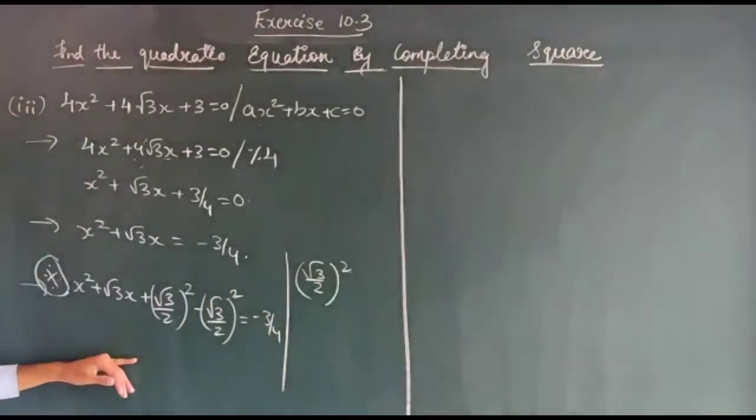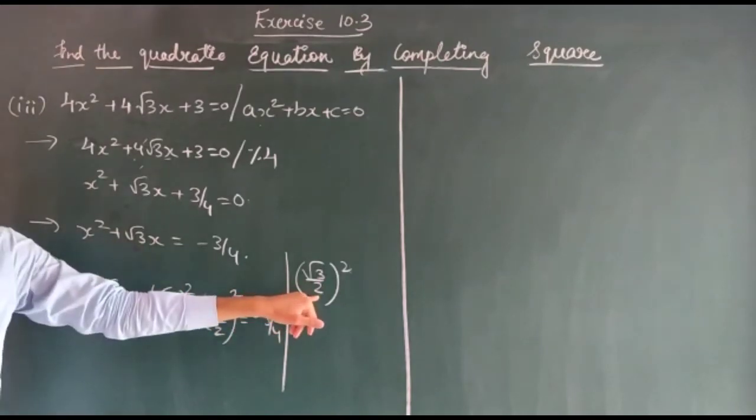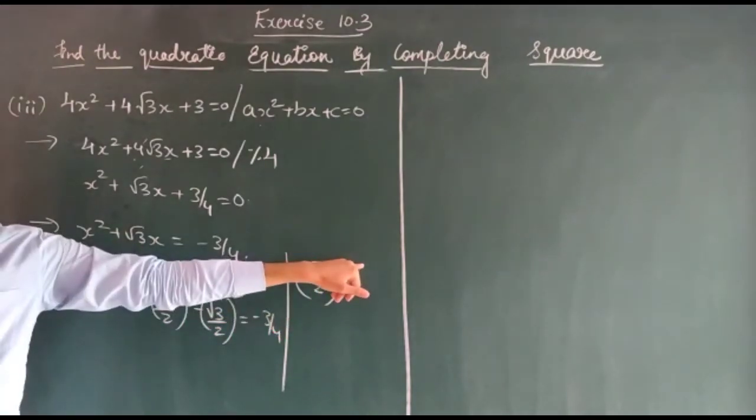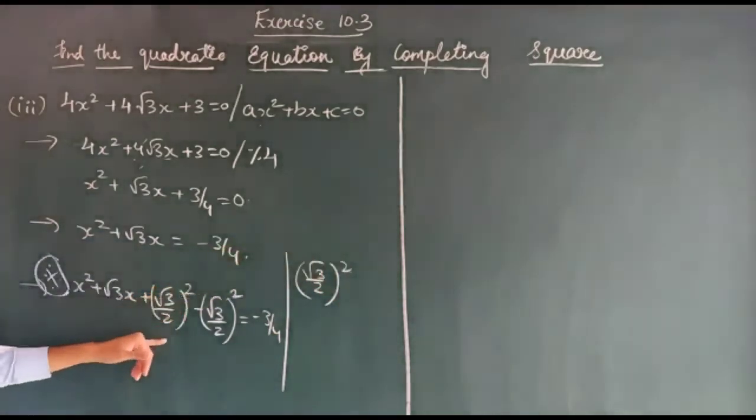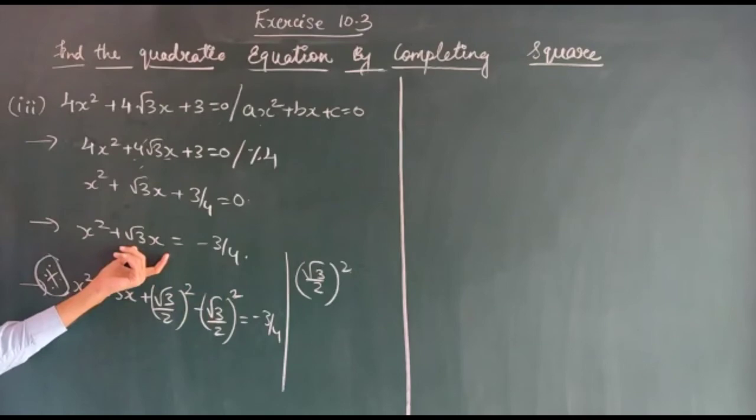I repeat this step once again. Consider the coefficient of x, divide that by 2, square that answer and add and subtract over here, because if I cancel this I must get back the previous step.